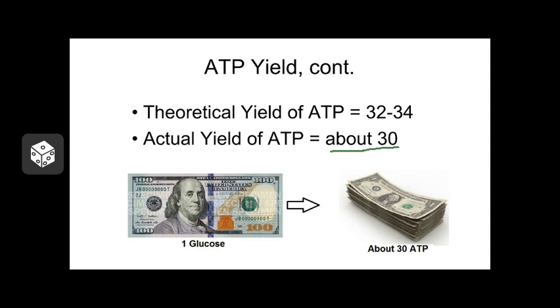That's pretty good. So I told you before to think of the glucose as a $100 bill and ATPs as $1 bills. However, keep in mind that that's just an analogy, that the exchange rate between a $100 bill and a $1 bill is not going to be the same as in these molecules. One glucose is equivalent to about 30 ATPs, and that's pretty good.